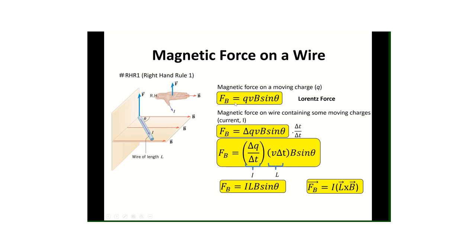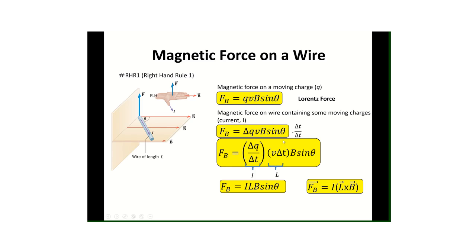So next, how to calculate the magnetic force on some amount of moving charge through a conducting wire. In other words, we can say, how is the magnetic force on a conducting wire which contains some moving charges. We know that the moving charges is the same as current or I. From the previous formulation, we have that the magnetic force is equal to Delta Q V B sine theta. Delta Q here represents that this system contains some amount of charges.